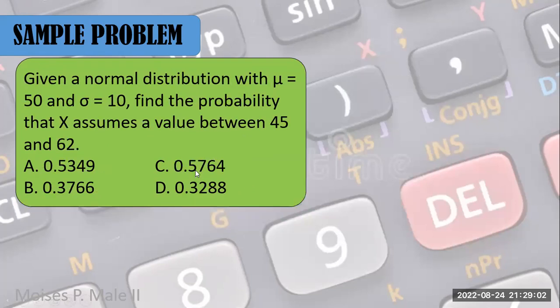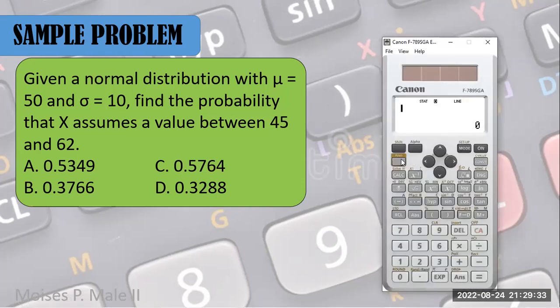Okay, so about this one, given a normal distribution of mu, or that is the x bar, no, 50, and standard deviation sigma, or SD, equals to 10, find the probability that x assumes a value between 45 and 62. So we just need to get the difference, no, nung area under 62 at saka area under 45. Okay, so when x equals to 62 and x equals to 45, so ito lang.